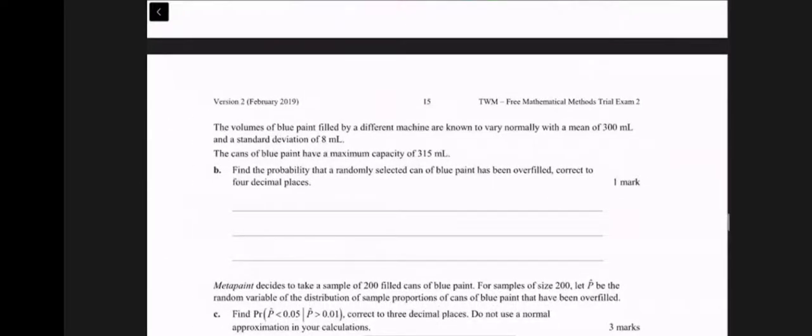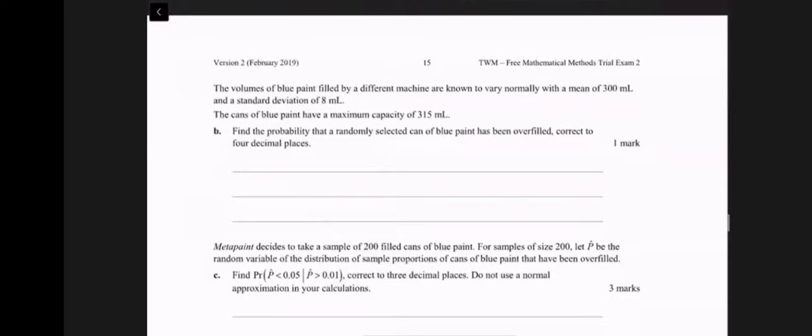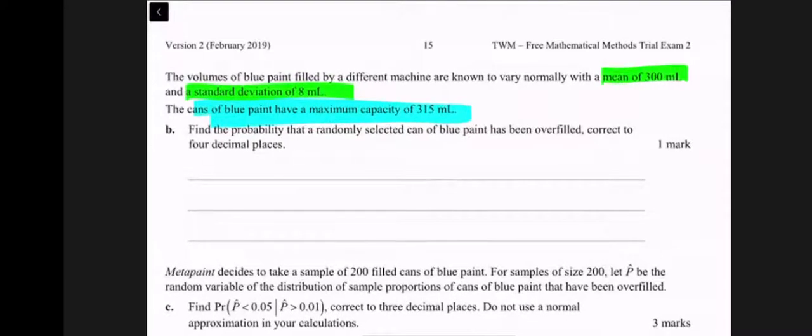So part B. Now we're dealing with the normal distribution. They've given us the mean and standard deviation, and they've also defined what maximum capacity is, again probably because we're dealing with overflow. So find the probability that a randomly selected can of paint has been overfilled.